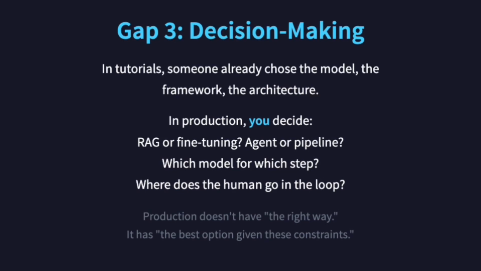And nobody in a tutorial ever shows you how to think through these trade offs, because in a tutorial, there are no trade offs. It's just, this is the right way to do it, and I want you to follow those steps. But in production, there's no right way. Production only ever has the best option given the specific constraints. So learning to navigate that is an entirely different skill set than just following a tutorial.